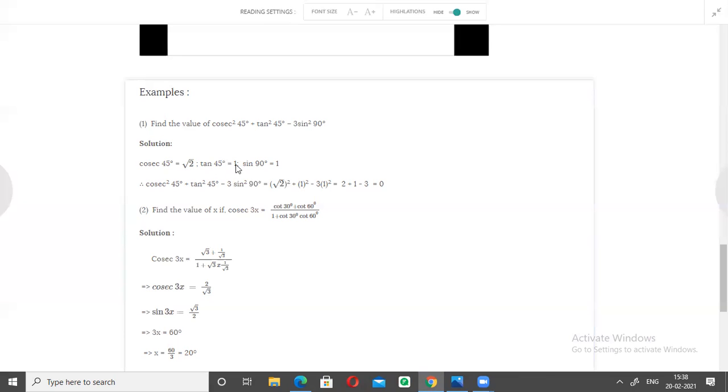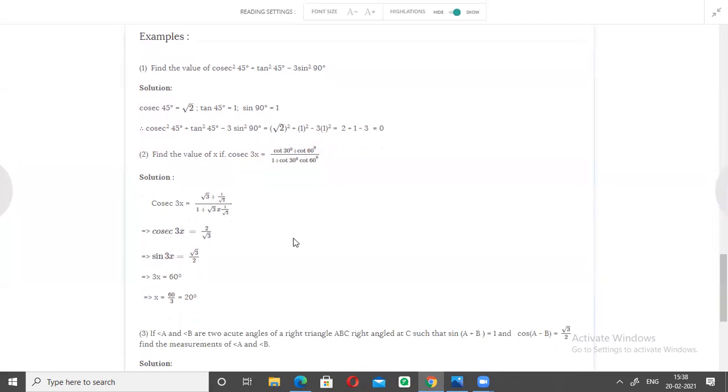Tan 45 degree is 1 and sine 90 degree is 1. So just substitute here. So you will get it as root 2 square plus 1 square minus 3 multiplied by 1 square. That is 2 plus 1 minus 3, which is equal to 0. So it is very easy to do this type of problems.